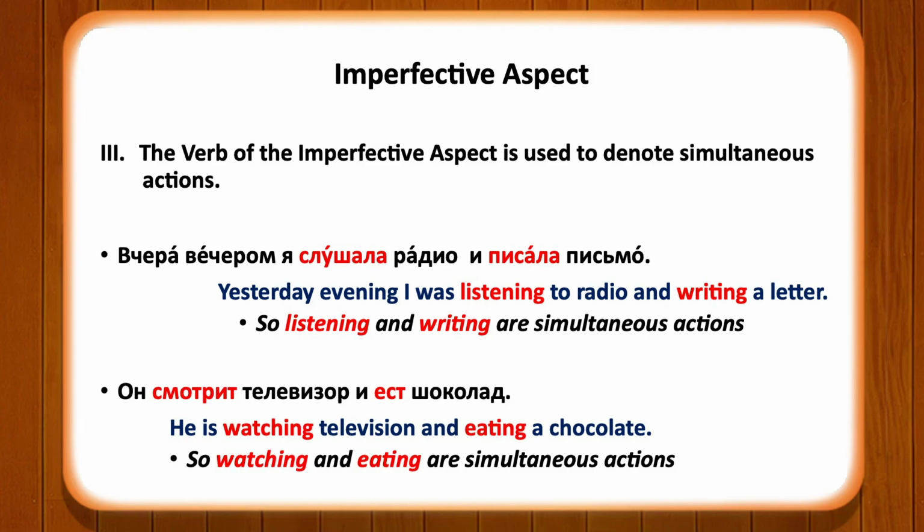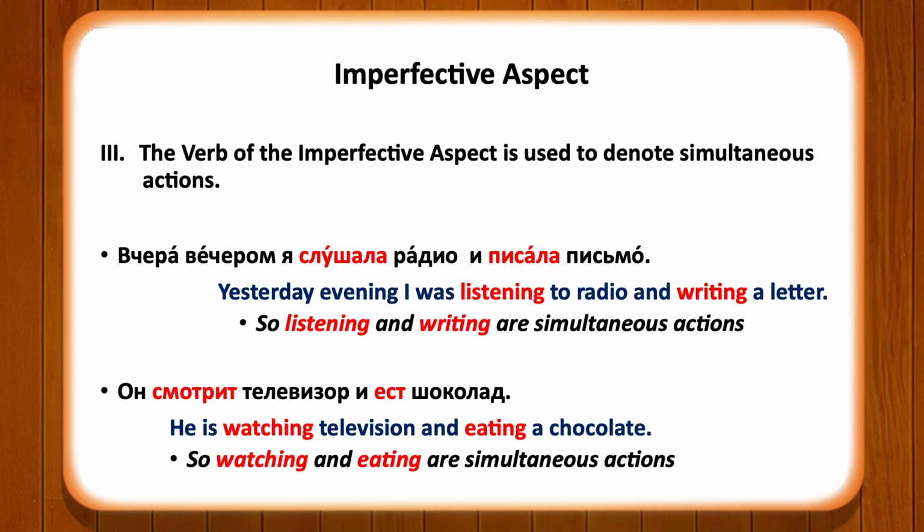It means two actions which take place simultaneously. So the verb of the imperfective aspect can be used to denote two actions which take place at the same time. For example, вчера вечером я слушала радио и писала письмо. Yesterday evening I was listening to the radio and writing a letter.